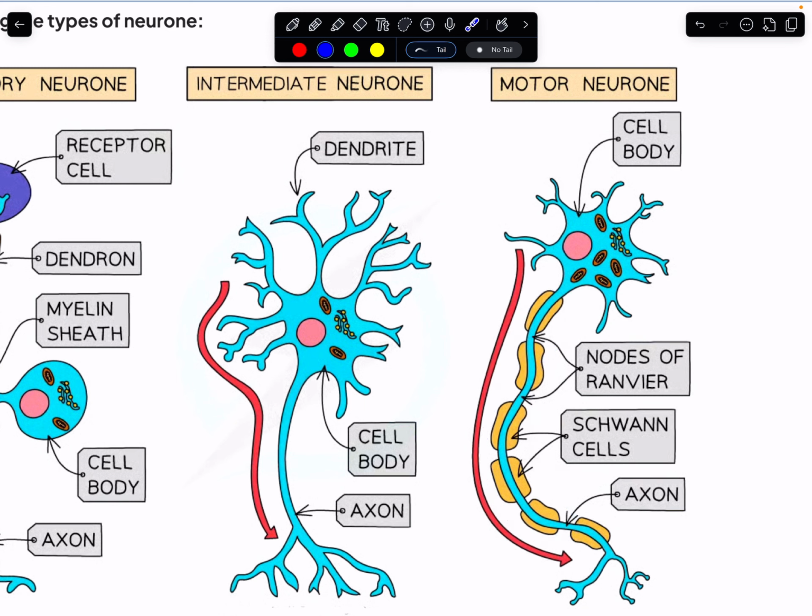Okay, so out of the cell body, the motor neuron has an axon getting out, and at the end, this axon makes extensions, and these make contact with the effectors of your body.